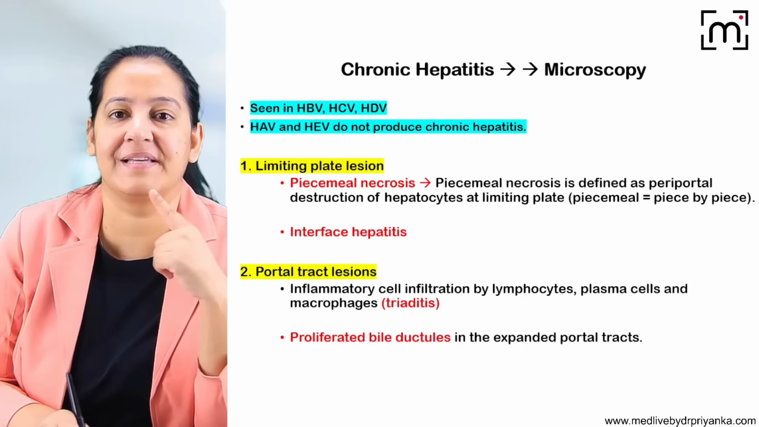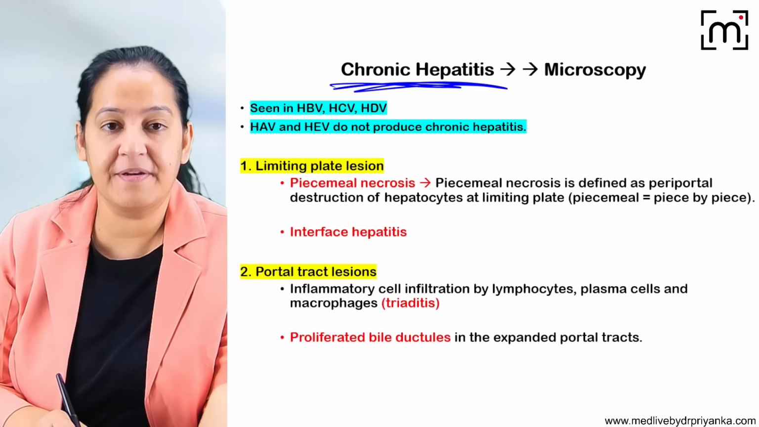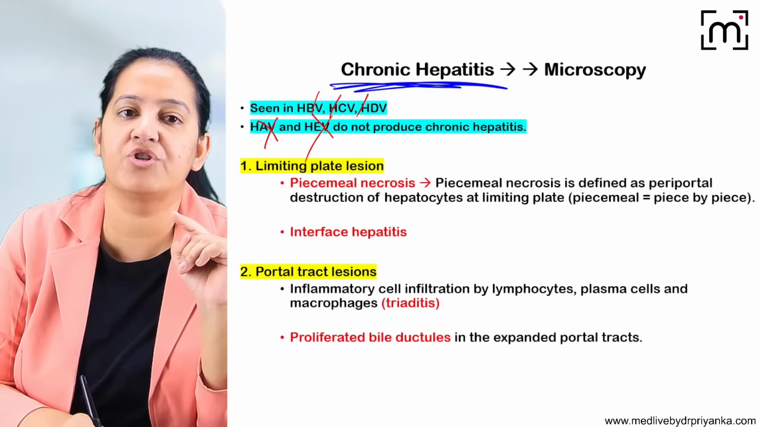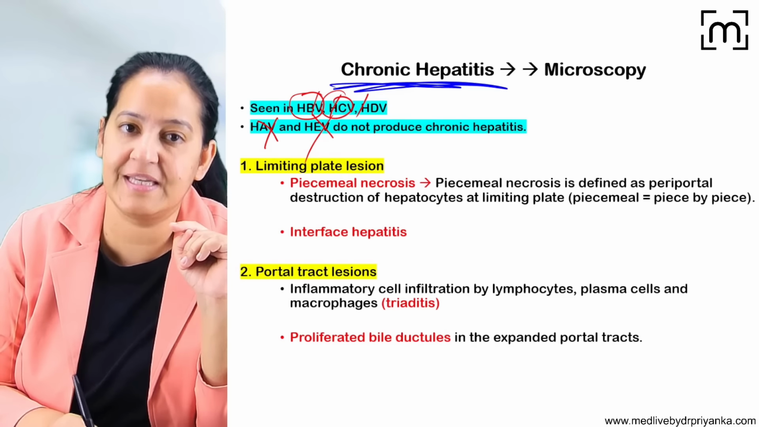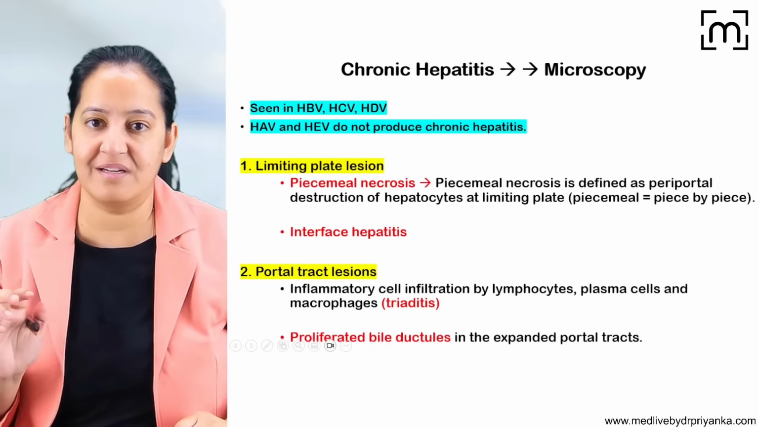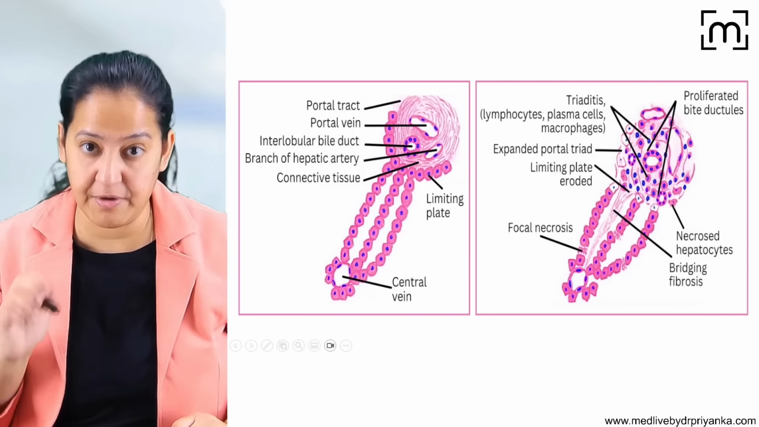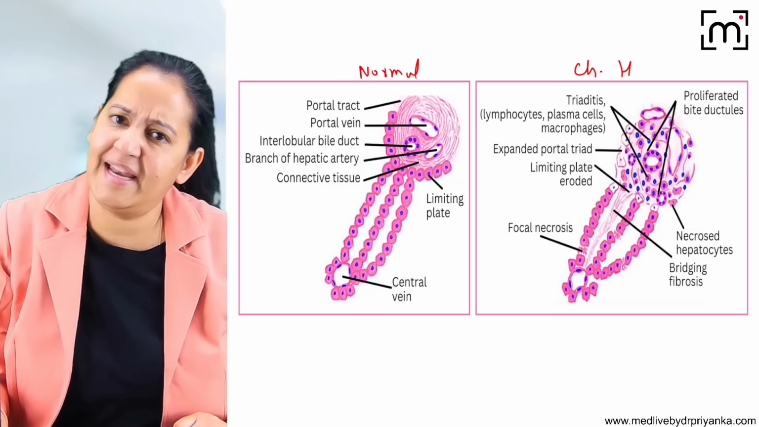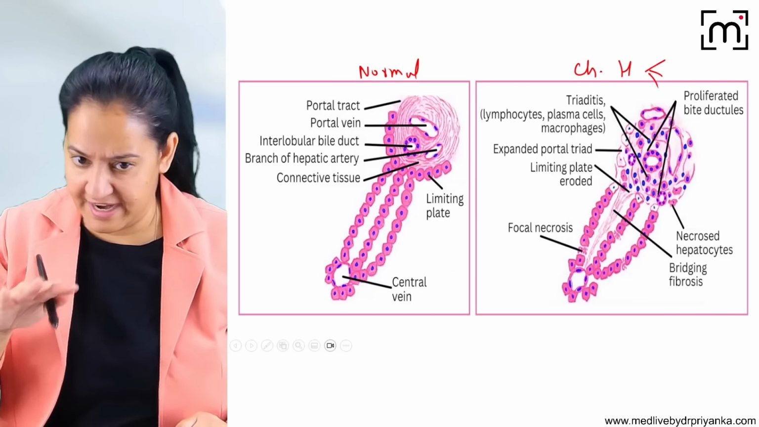That is chronic hepatitis. So chronic hepatitis is seen in hepatitis B, C, D. A and E don't have chronicity. So in your exam, whether you are getting the question on chronic B hepatitis, chronic C or chronic D, the diagram is same. This is the diagram. Let me show you the diagram. This diagram you have to draw. This is normal and this is chronic hepatitis. Any, it can be B, C, D. Okay, the diagram is same.